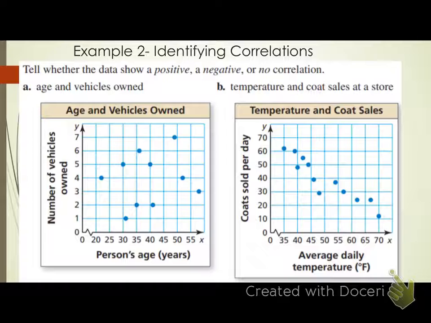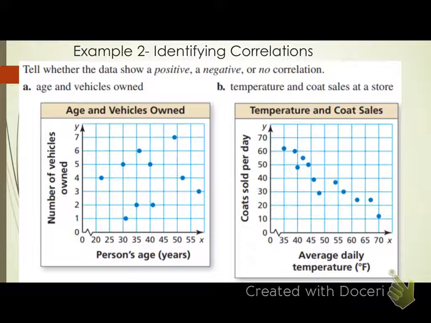So letter A, we have age and number of vehicles owned. My x-axis is the person's ages in years. My y-axis is the number of vehicles owned. Would you guys say that that graph has positive, negative, or no correlation? No correlation. I'd agree with that. The points are kind of spread out everywhere. I don't see any correlation between the data.